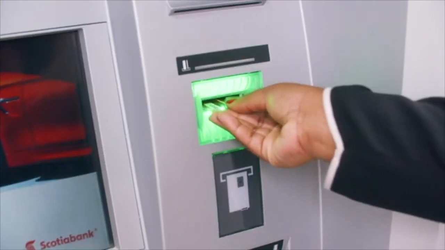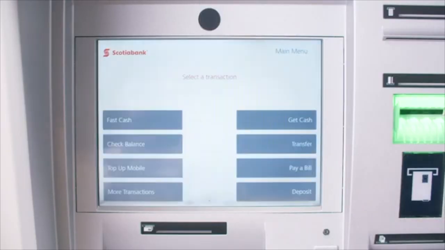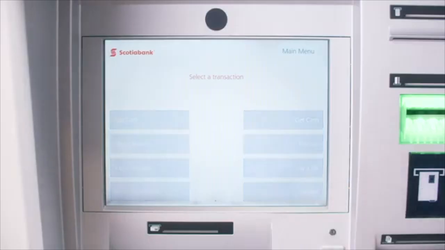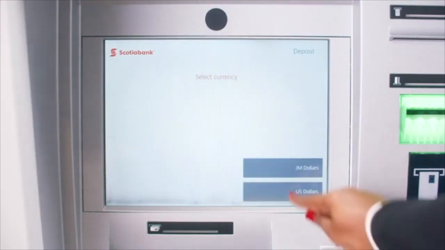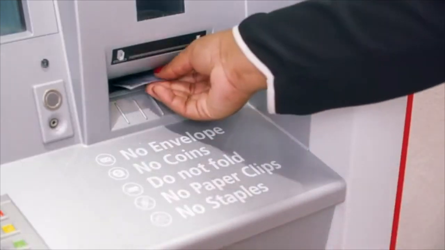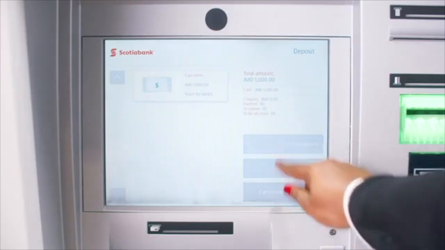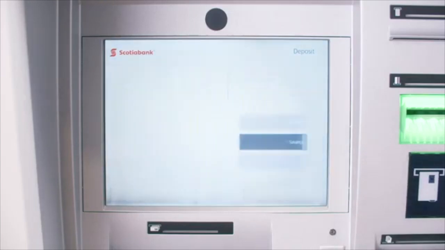Insert your card. Enter your 4-digit PIN. Select Deposit. Select the currency. Instructions on how to deposit cash or checks will appear. Insert cash or checks into the machine. Click on Confirm Deposit to continue.